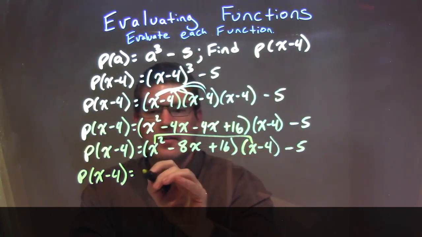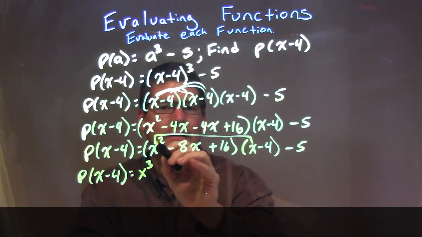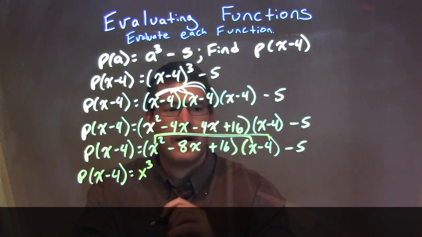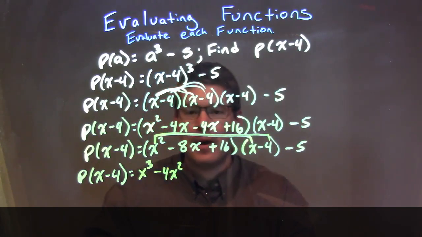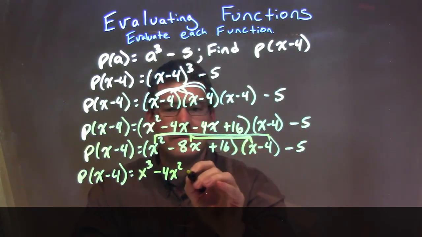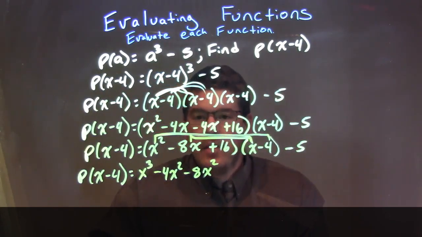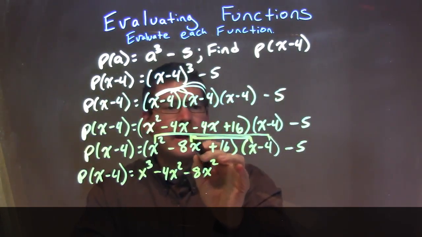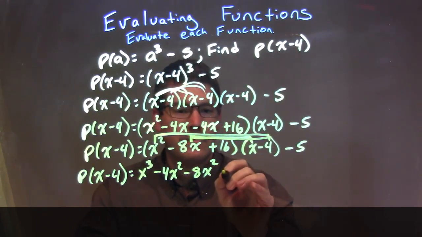X squared times x is x to the 3rd. X squared times a minus 4 is a minus 4x squared. So now we deal with the minus 8x. Minus 8x times x is a minus 8x squared. Okay? Then we have the minus 8x times the minus 4, so it's a positive. Negative times a negative is a positive.